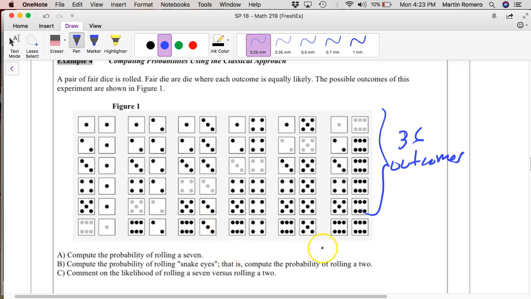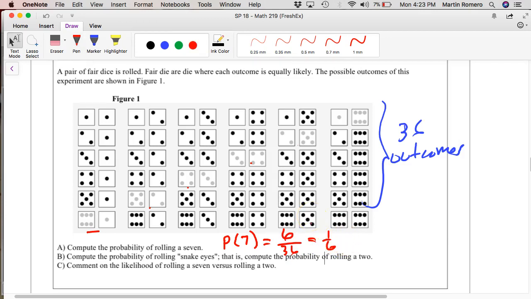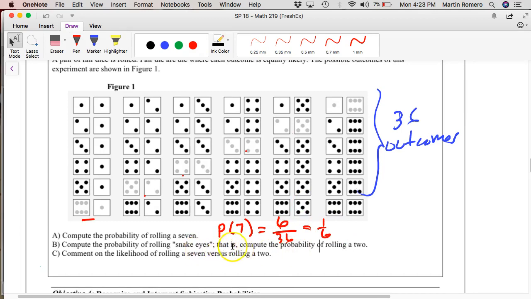What's the probability of rolling a 7? We count them up, and I see 1, 2, 3, 4, 5, 6. There are 6 ways to get 7 out of 36, which would be 1 out of 6. And then of course you could change that to a decimal value. What's the probability of rolling snake eyes? Snake eyes is rolling a 2. They look like snakes there. In this case, the probability of rolling a 2 is equal to 1 out of 36. Again, you might want to convert that to a decimal value.